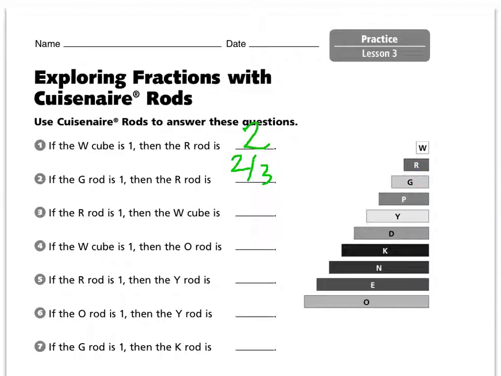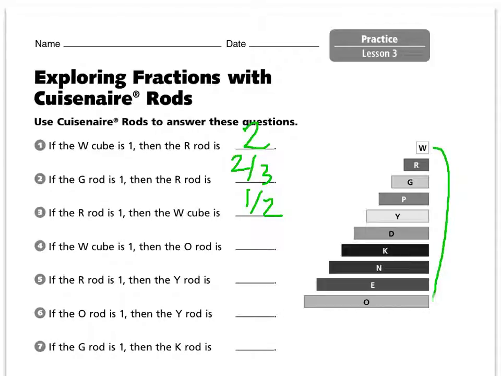Let's look at number 3. If the rod for R is 1, then what's W? So this is 1 whole right here, and W is half of that, so it would be 1/2. If W is 1, then what's O?